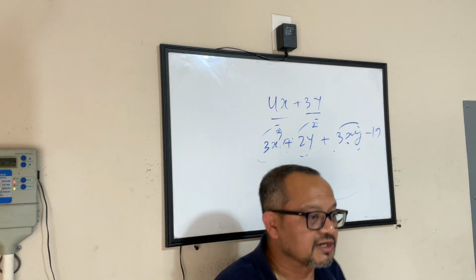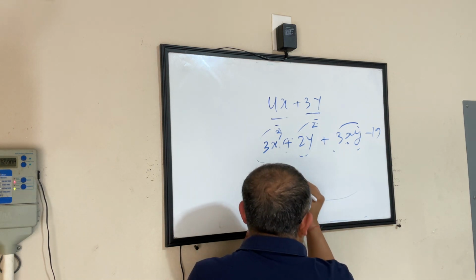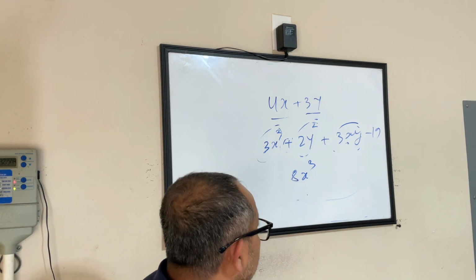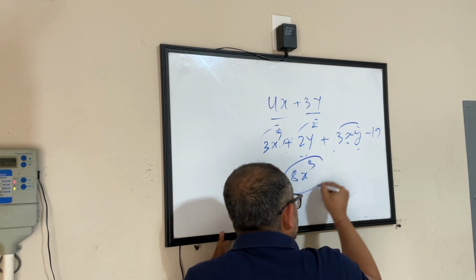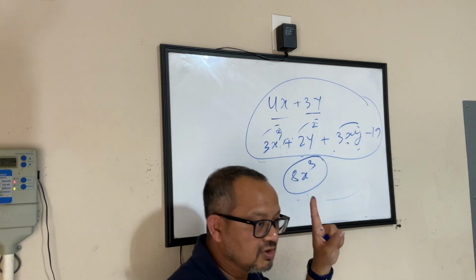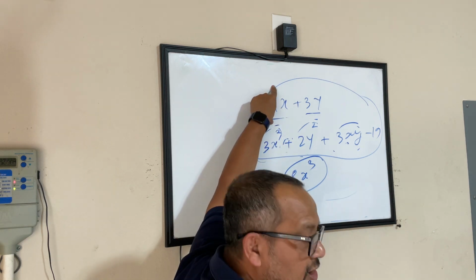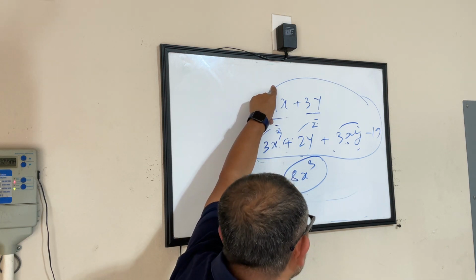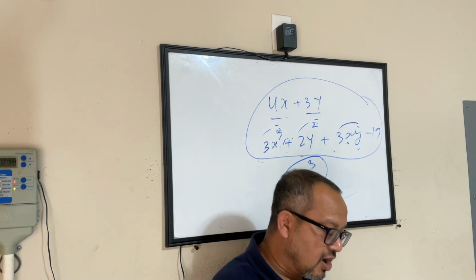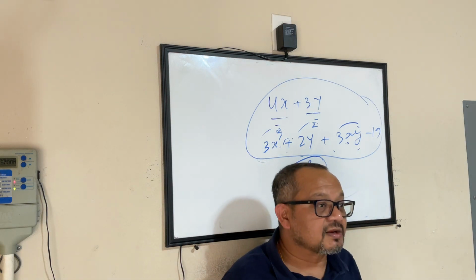So any expression which has more than one term is a polynomial. If you look at this, 8x cubed, this is also an expression, but it is only one term. So this is the only one which is not a polynomial. It's just a monomial, only one term. This is a polynomial because you have more than one term. So this is the basic difference between a monomial and a polynomial, or what qualifies for being called a polynomial.